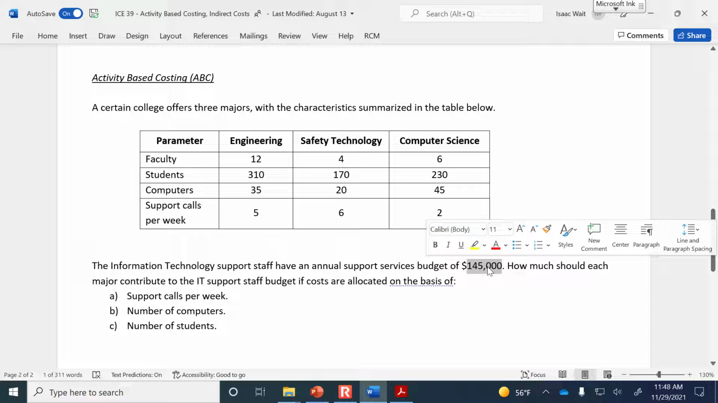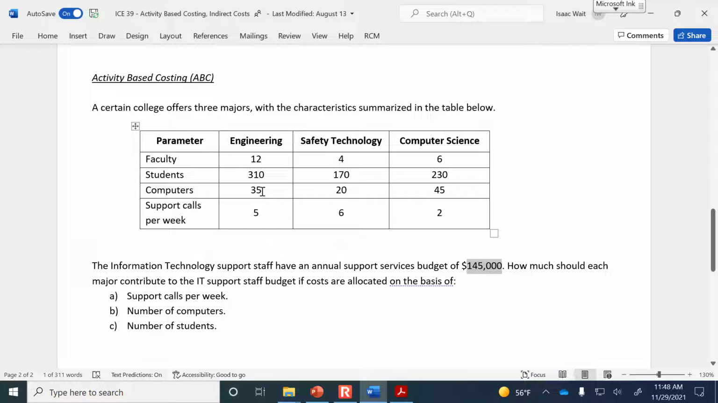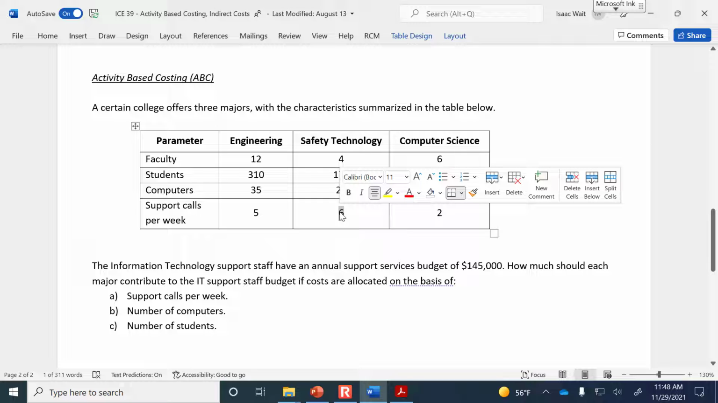The least fair way would just be to divide it by 3. But we have other data. We have an idea, for example, of the number of support calls per week. If you look at the support calls, it looks like the computer science department has relatively fewer support calls each week than the safety technology department.